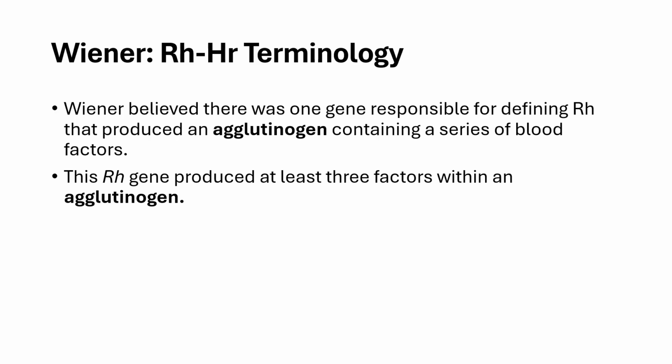For the key distinction, the Fisher-Race model suggests three closely linked genes. The Wiener model suggests one gene with multiple alleles that produce multi-factor agglutinogens. Just a little side note, despite different genetic interpretations, both models do describe the same serologic antigens, that is big D, big C, big E, little e.